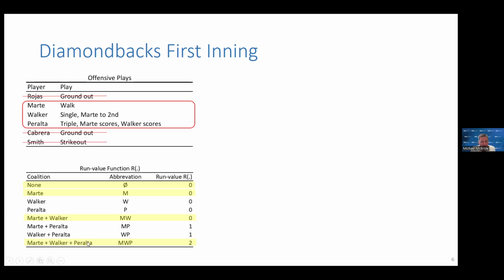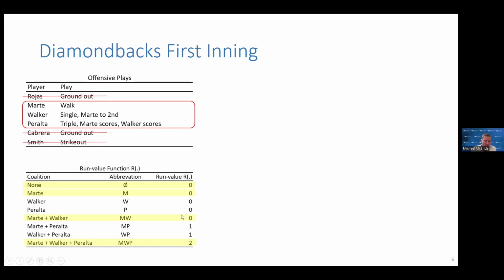So the coalition with all 3, we have 2 runs scored. Now, this is what we observed in the game. So we know these run values. What we don't know are these other run values. So what we're going to have to do is use some baseball judgment. We're going to have to do some scorekeeping and conjecture what would have happened in the hypothetical case of just these single events, Walker or Peralta alone, or these 2 pairs of events combined.